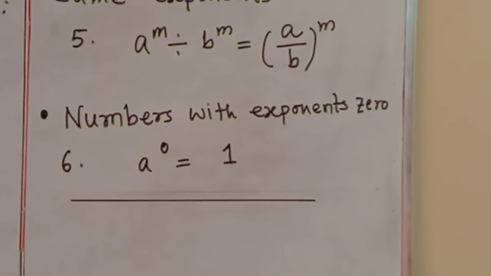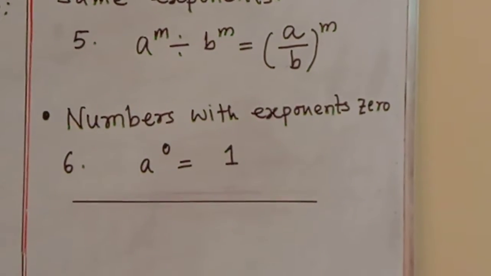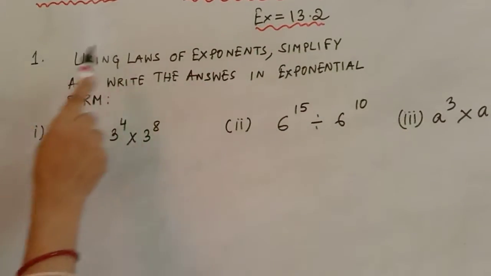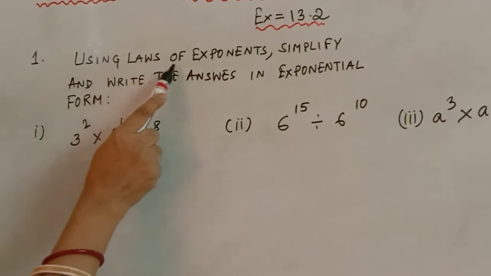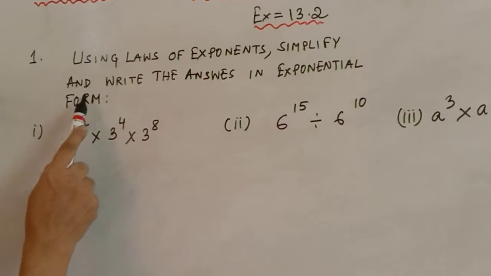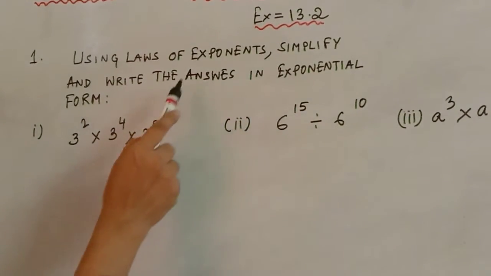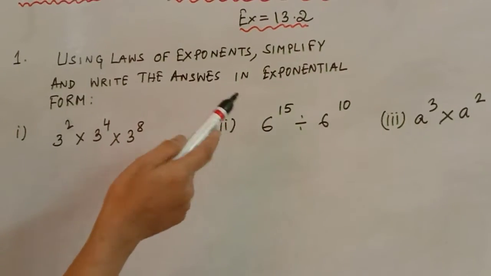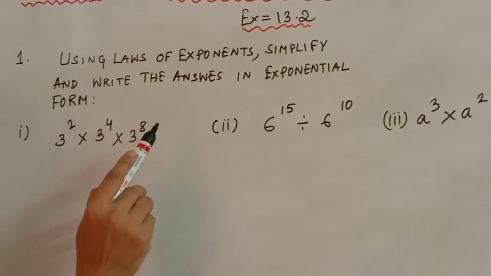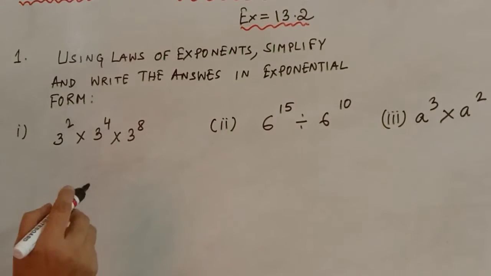Now we will start the sums from this exercise. Now we will start exercise 13.2, question number 1. Using laws of exponents, simplify and write the answers in exponential form. That means whatever the answer will come, you have to write the answer in the exponential form only.